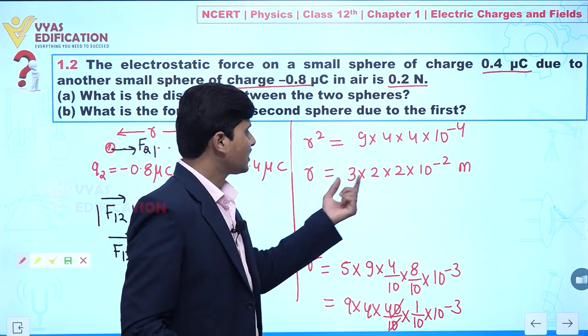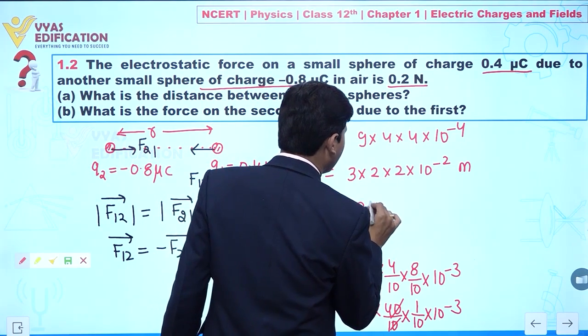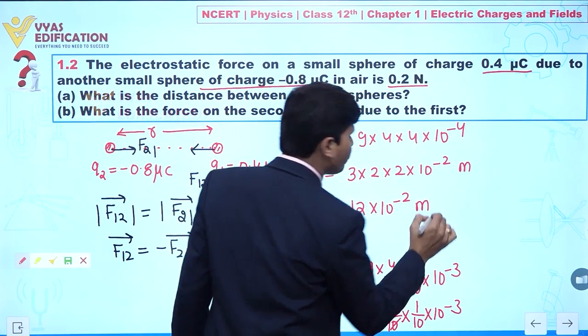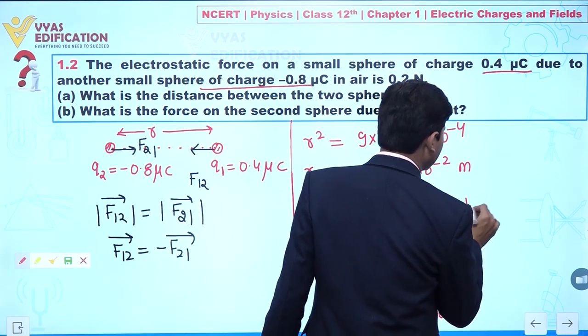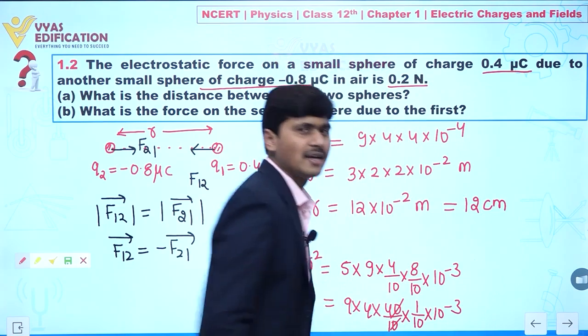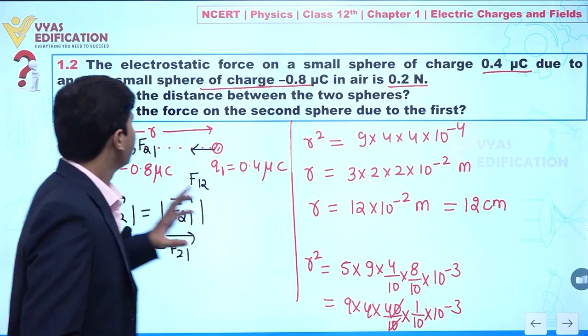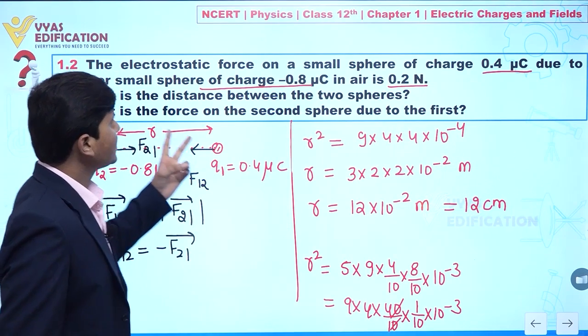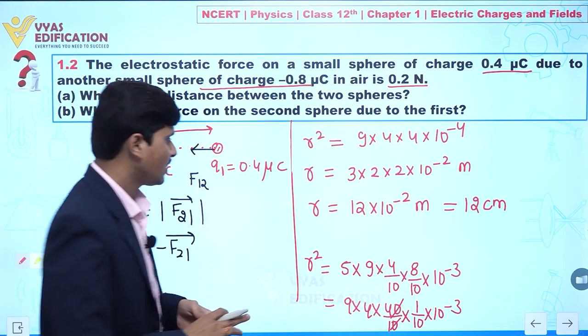So from here you can say 3 multiplied by 6 gives 12. So R is given by 12 into 10 to the power minus 2 meter. Clear? If we convert into centimeter, this is 12 centimeter. Clear to everyone? Yes or no? So the first objective is completed. In question A, the distance between the two spheres is 12 centimeter. Clear to everyone? Yes or no?